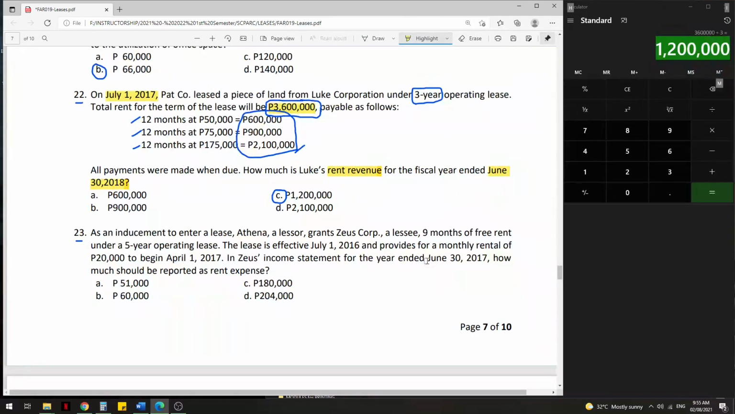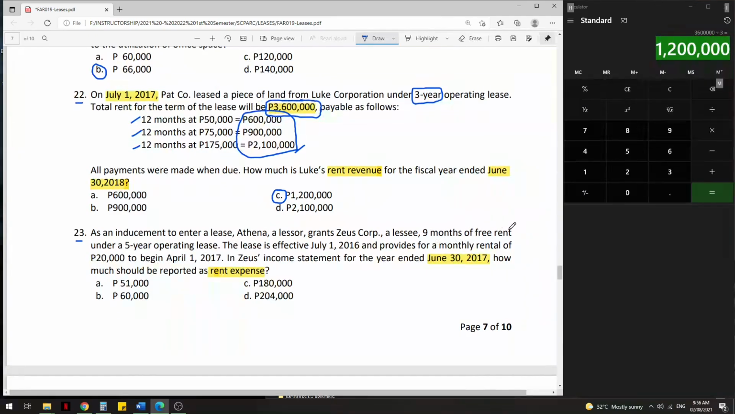In Zeus's income statement for the year ended June 30, 2017, how much should be reported as rent expense? This time around, we are yet again on the lessee side. Rent expense ang tinatanong. So, as an inducement to enter a lease, Athena, a lessor, grants Zeus Corporation, a lessee, 9 months of free rent under a 5-year operating lease. Okay, when there is a rent-free period, wala tayong babayaran. Pero that does not necessarily mean that we will not have rent expense, because remember the rule again, we must allocate rent expense proportionately throughout the lease term.